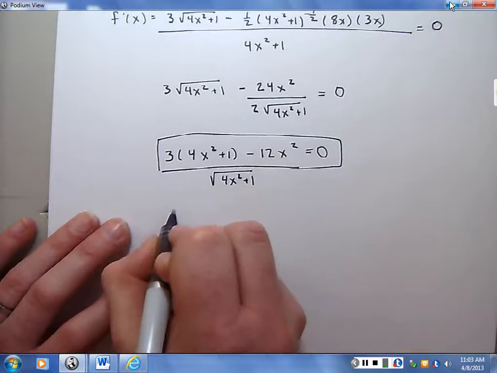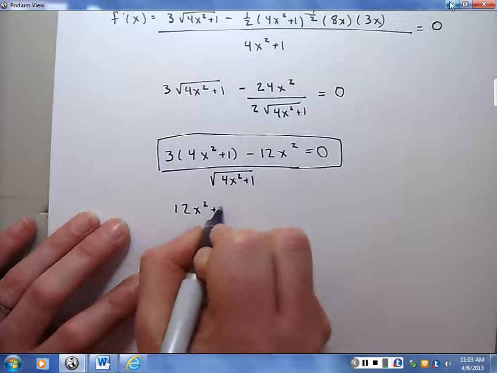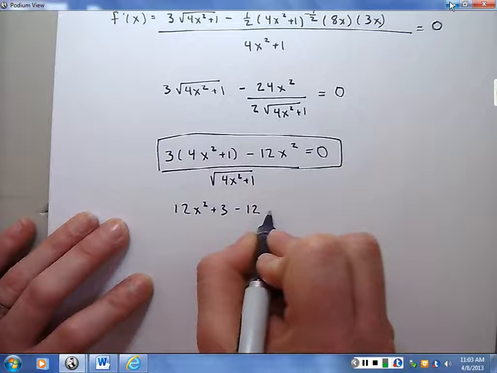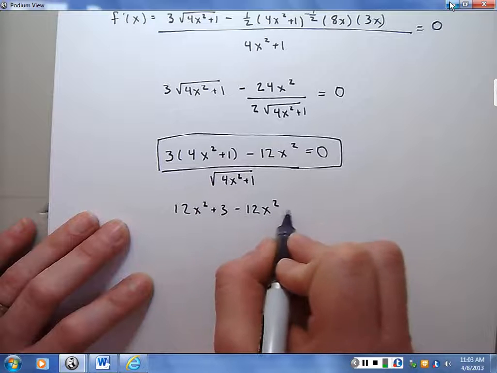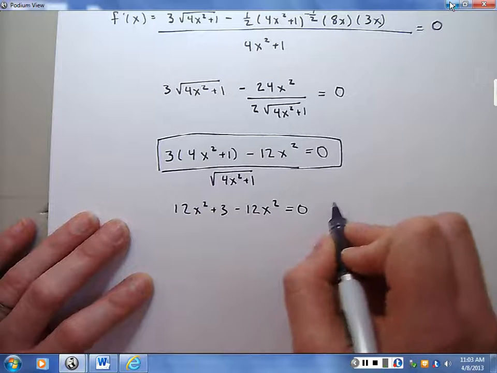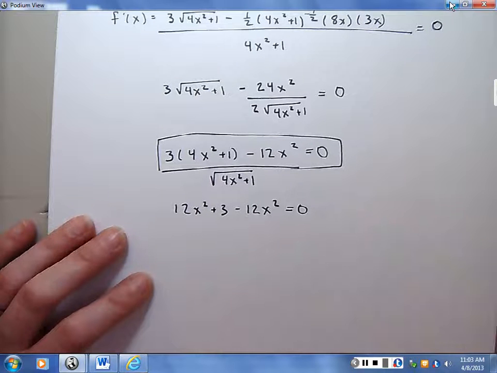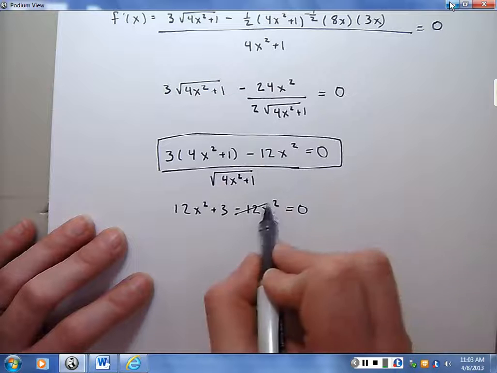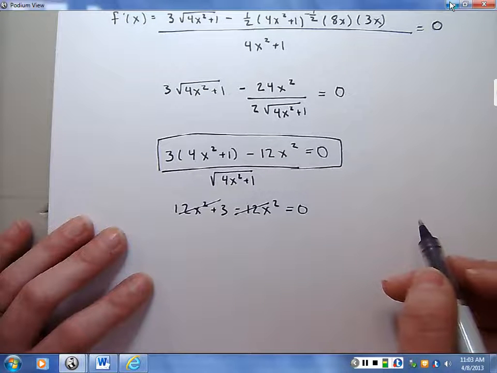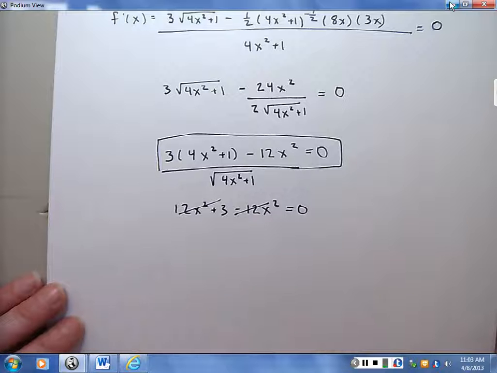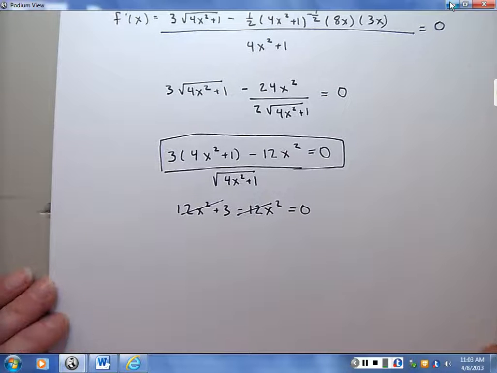So then I would have 12x squared plus 3 minus 12x squared. Does that ever equal 0? So it never equals 0, right? It's always positive. It's concave up. So that tells me my endpoints are my only points to test, right?